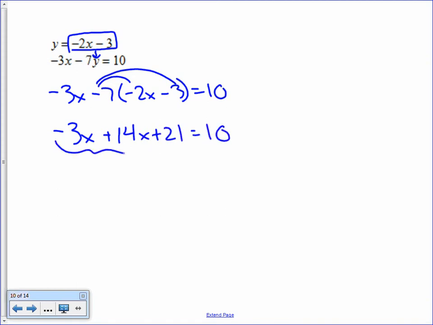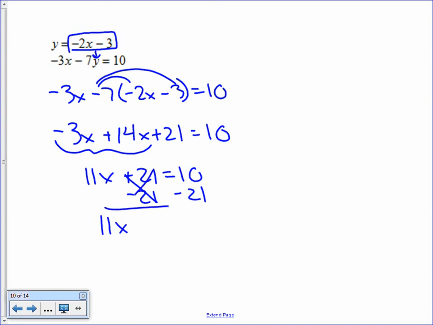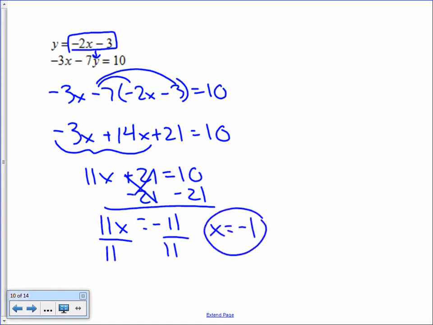So I'm going to have, when I collect like terms, an 11x plus 21 equals 10. Subtracting 21 from both sides, that's going to give me an 11x equals negative 11. And when I divide by 11, I'm going to get x equals a negative 1. So we have that, the x value. Let's plug it into the first equation to get the y value.